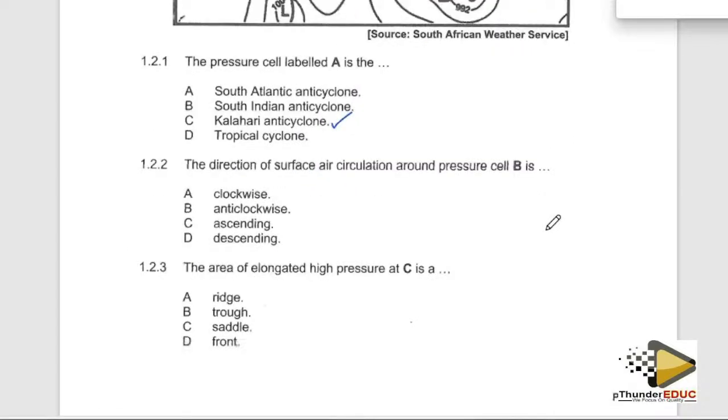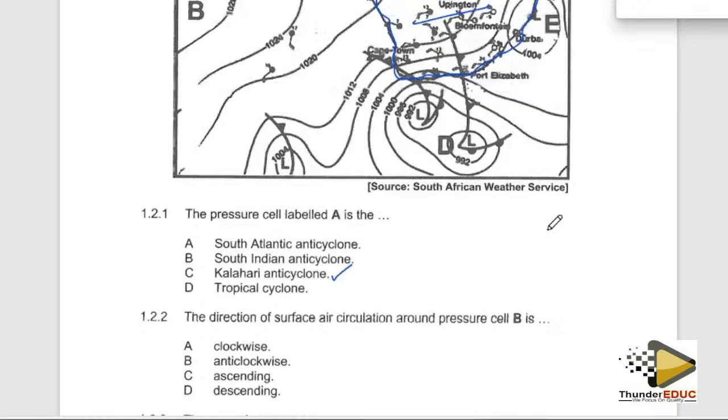1.2.2, the direction of the surface air circulation around pressure cell B. Let's check pressure cell B. Pressure cell B is as well a high pressure cell, as you can see here. This is our pressure cell B, which is marked H, indicating a high pressure. So they are asking about the direction of the surface air circulation. The key concept here is the word surface.